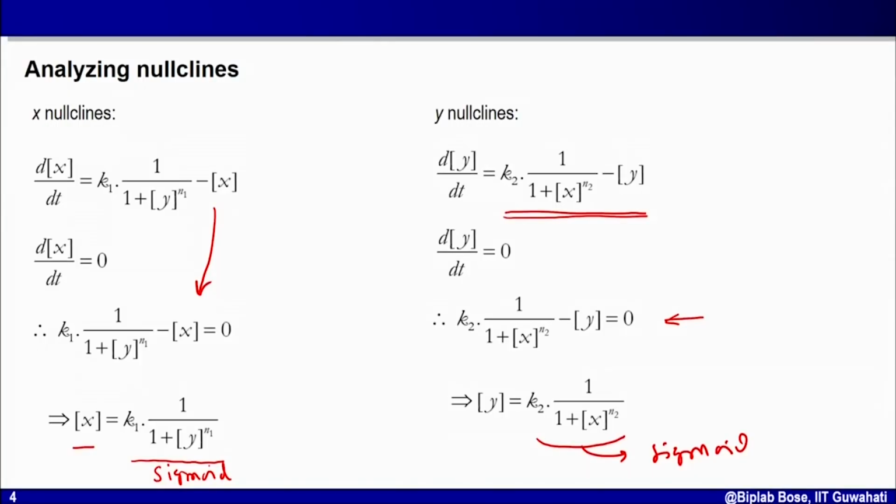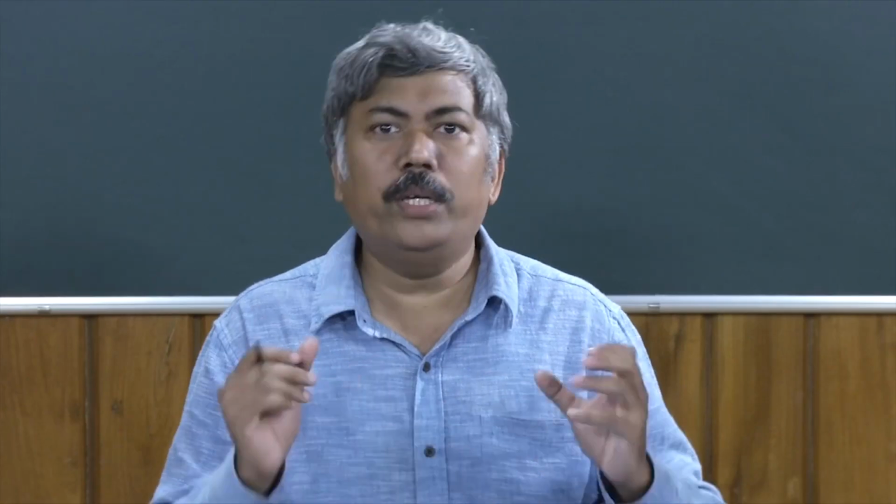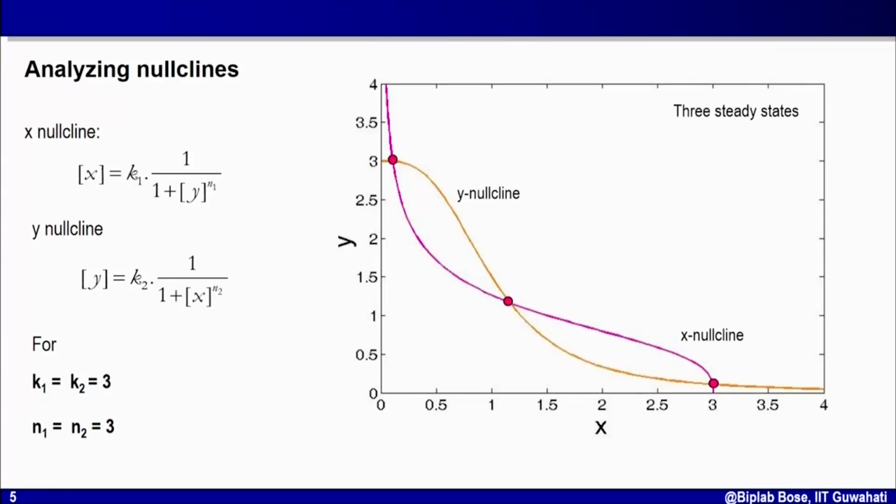So I will draw the phase plane plot. Now remember, in these two equations, k1, n1, k2 and n2 are parameters. That means to draw this plot, I should have numerical values for k1, k2, n1 and n2. Let us try this. What I have drawn here on this screen: x is on the horizontal axis, y is on the vertical axis. So this is my phase plane.